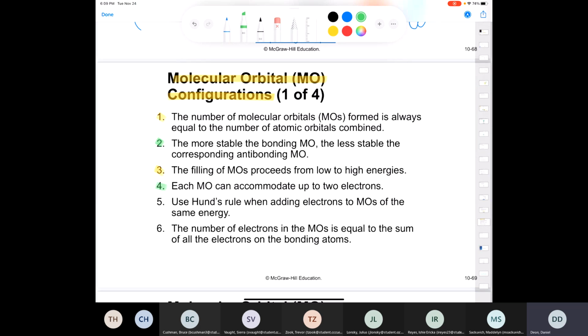Each molecular orbital can accommodate up to 2 electrons. We use Hund's rule when we're filling up MOs of the same energy, or degenerate MOs. The number of electrons in the molecular orbitals is equal to the sum of all the electrons in the bonding atoms.